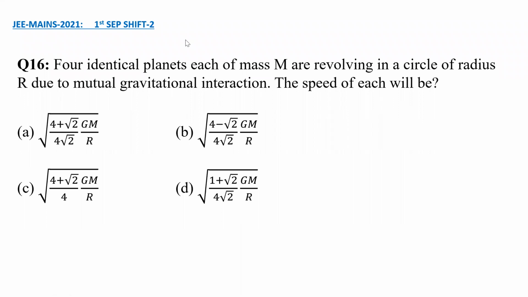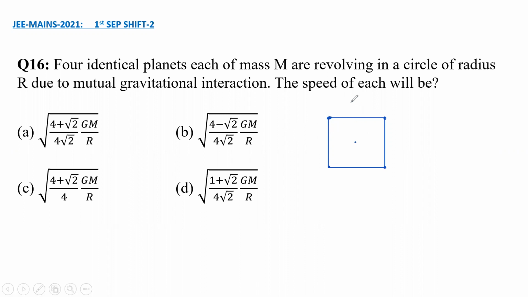We have 4 identical planets and they're revolving in a circle of radius r. So it is very easy to understand that they will be at the corners of a square which is inscribed inside this circle, and the diagonal of this square will be 2r, or the side of the square will be root 2 times r.